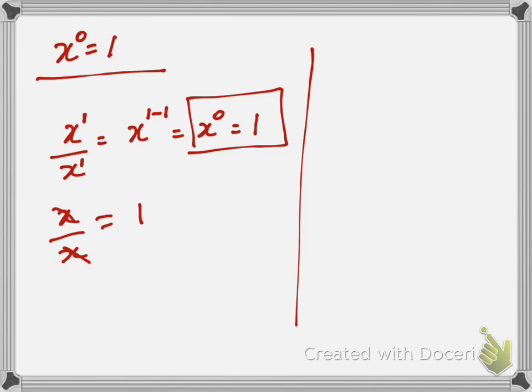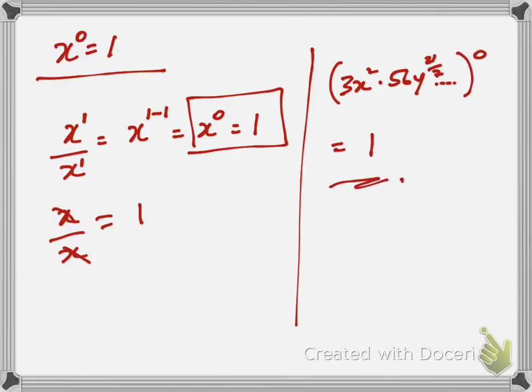Meaning you could have a long complex expression, 3x squared times 56 y to the power 21 over 7, and the whole thing to the power 0 will equal 1. Alright, so that wraps up laws of indices basic skills. Let's try some simplification and then we'll stop.